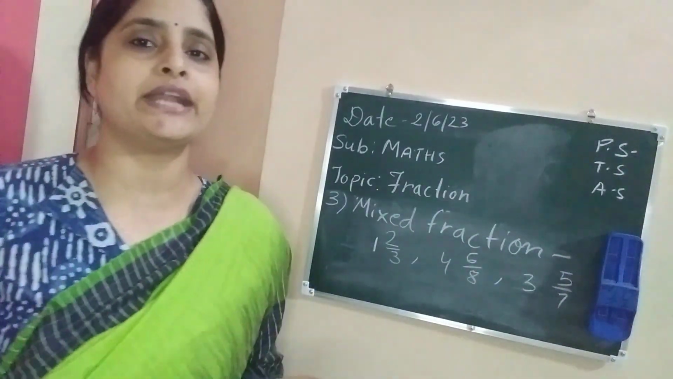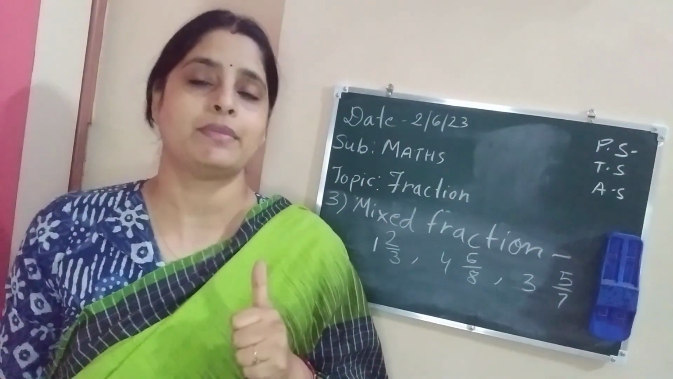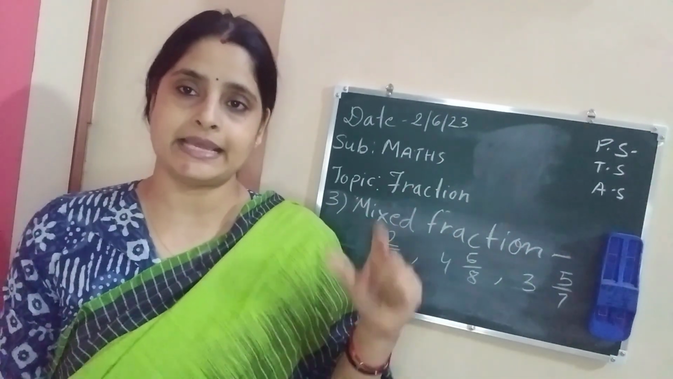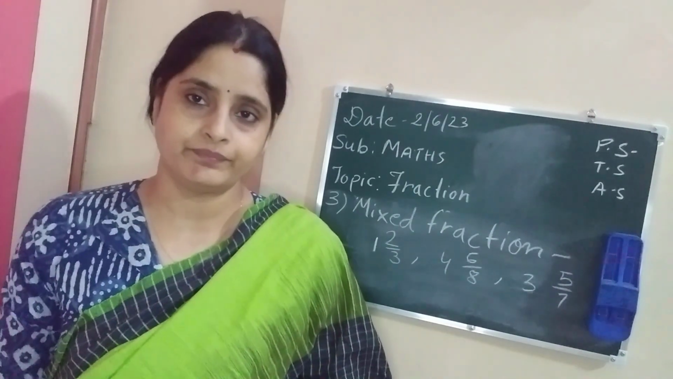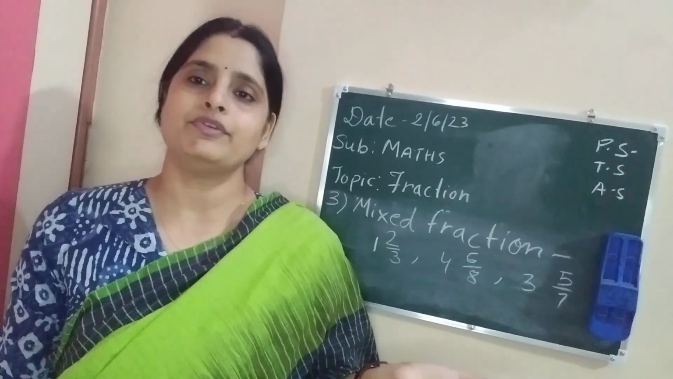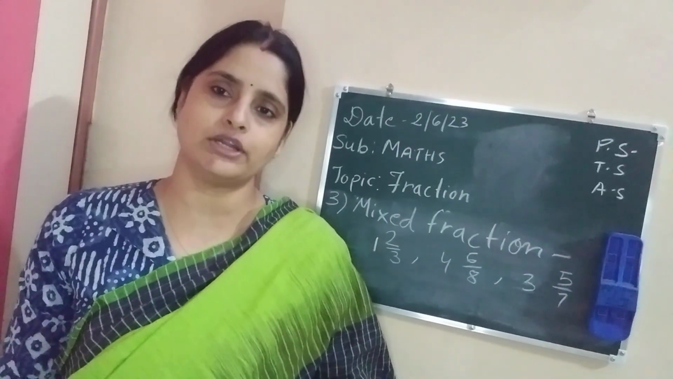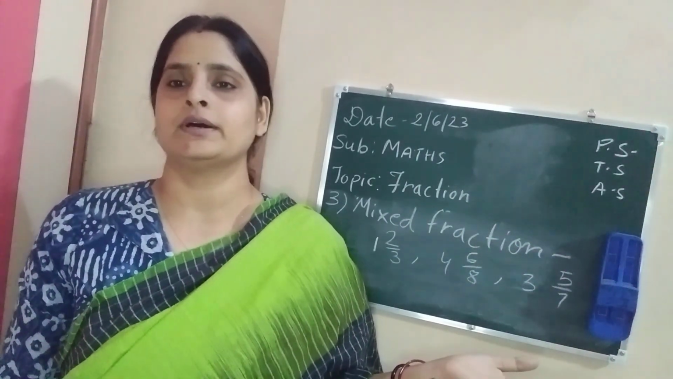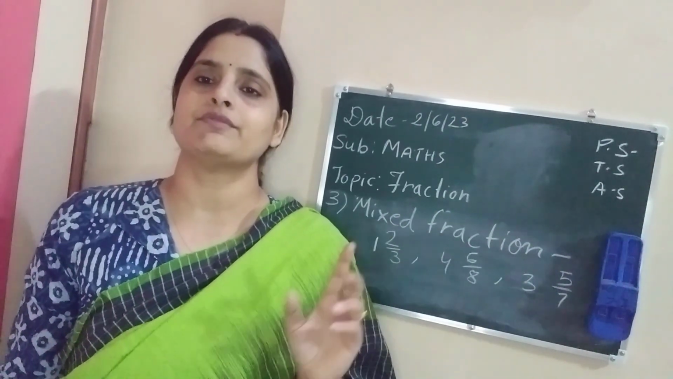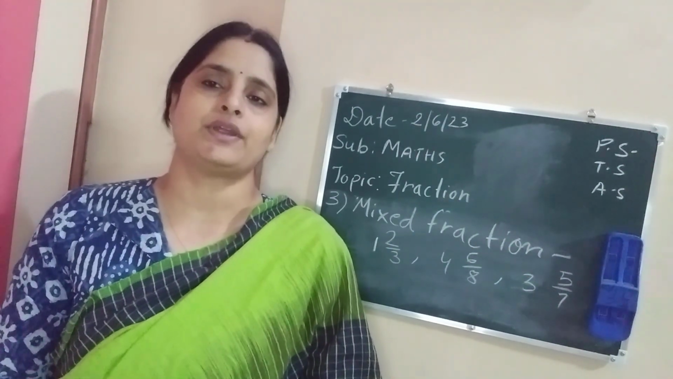Let's revise it. How many types of fractions are there? There are three types of fraction. The first type is like fraction. In the like fraction, the numerator is less than the denominator. And what about the unlike fraction? In the unlike fraction, the numerator is bigger than the denominator. That is called the unlike fraction. And what about the mixed fraction? In the mixed fraction, we find that there is one natural number and one fraction. This is called the mixed fraction.